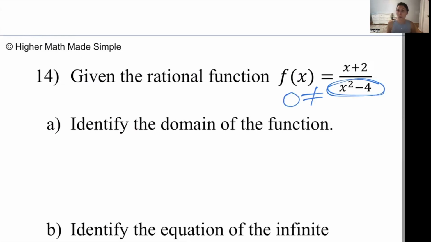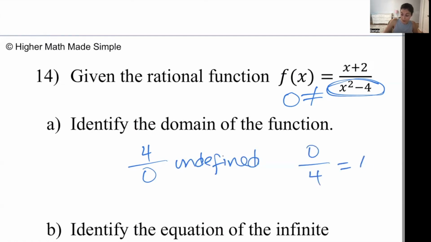Because remember, when you have a fraction, the denominator can never equal 0. Because what happens if you have, let's say, 4 divided by 0? That's not 0. This is undefined. People get confused about that. If you have a 0 up top, then 0 divided by 4 is 0. But remember, the denominator can't be 0.